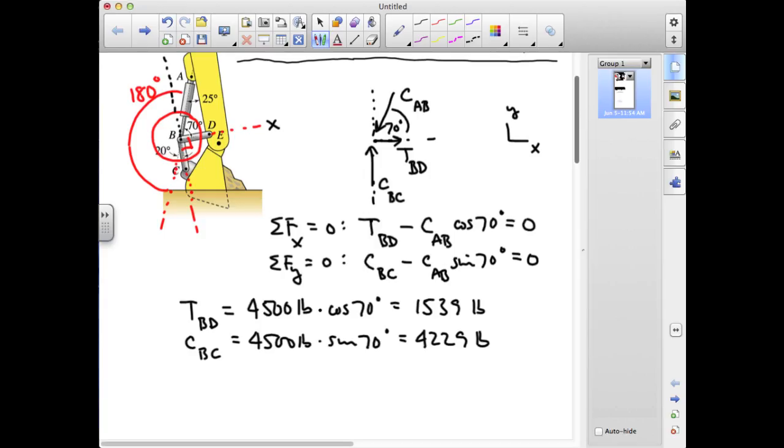Now, a couple of things here. First, if you chose a different orthogonal coordinate system, you should get exactly the same numbers. You didn't have to do it the way that I did it here. And the fact that these numbers both turned out to be positive indicates that I represented them correctly in my free body diagram. So in fact, BC is in compression and BD is in tension.